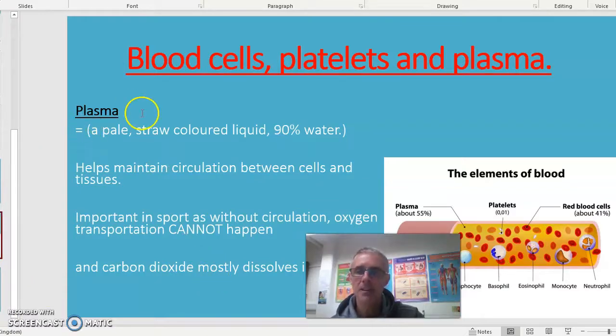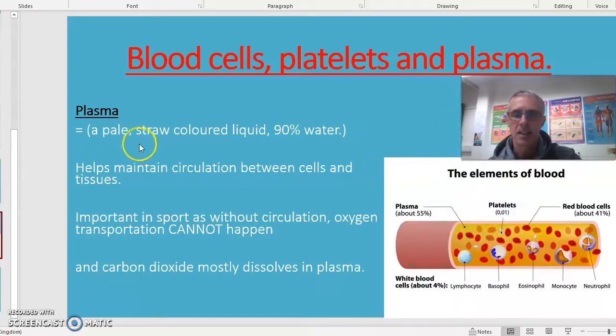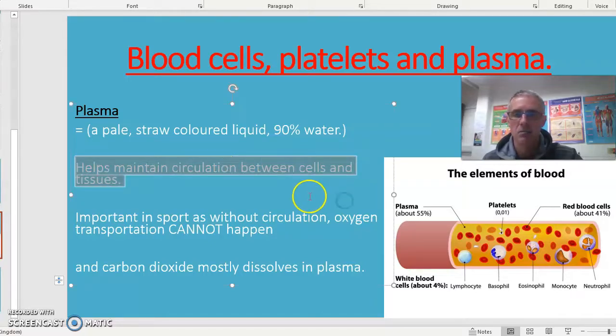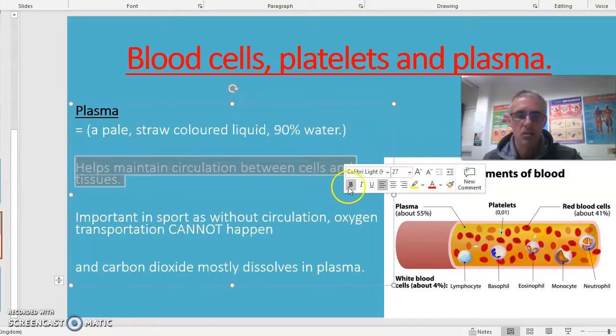And then we go on to plasma, and plasma is the one that normally people forget all about. All right, so plasma is a pale straw-coloured liquid. It's mostly water. You don't really need to know much about that. The thing you do need to know is this: it helps maintain circulation between the cells and the tissues. That is what you need to know. That is really important. And again, maybe I should highlight that to make sure that everyone knows that that is the important bit. Okay, so I'll do that.